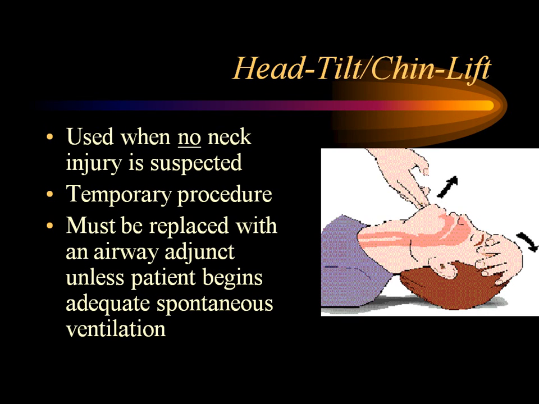All right, so it must be replaced with an airway adjunct unless the patient begins adequate spontaneous ventilation. We'll talk about those airway adjuncts, the two that I was telling you about: the oral pharyngeal airway and the nasal pharyngeal airway. From here on out, I'm not going to say pharyngeal airway. I'm just going to say oral airway or nasal airway. Y'all okay with that? So I don't have to say that whole long word. All right, so once you open the airway, you've got to replace it with either a nasal or an oral airway. That's not a secure airway, but it's a little bit more long-term than what this is right here.